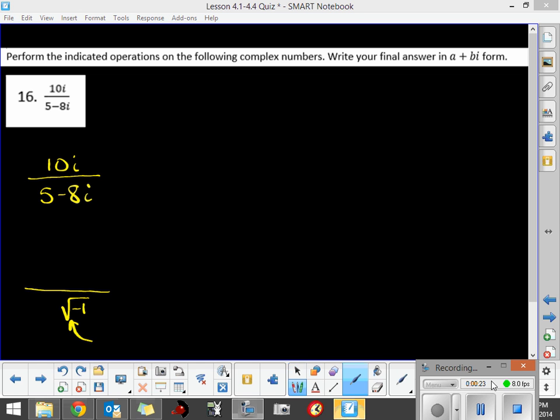Now, the strategy that we use to get rid of the radicals in a denominator is to multiply top and bottom of your fraction by its complex conjugate, which would be 5 plus 8i. And this will be the same thing, 5 plus 8i. This number right here is equivalent to 1. So when we multiply times 1, we just change its appearance, not its value.